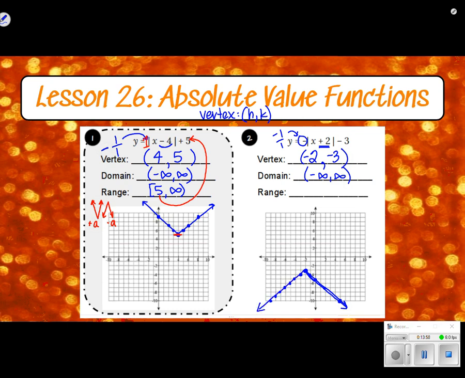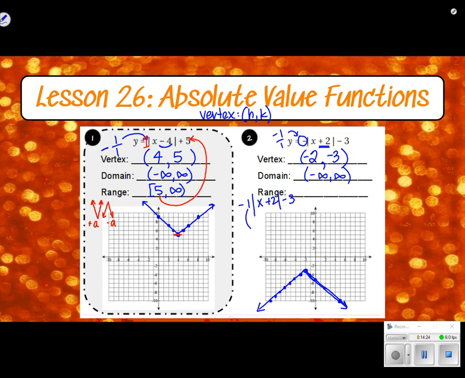Okay. Now, some people, they start at the vertex and they go up 1, right 1, up 1, right 1, up 1, right 1, and they start building their v that way. But that would create something that's not a function. We don't want to do that. So your v should either open up or open down, not open sideways. All right, range. I go from negative infinity because this has got a negative 1 in front of my absolute value.